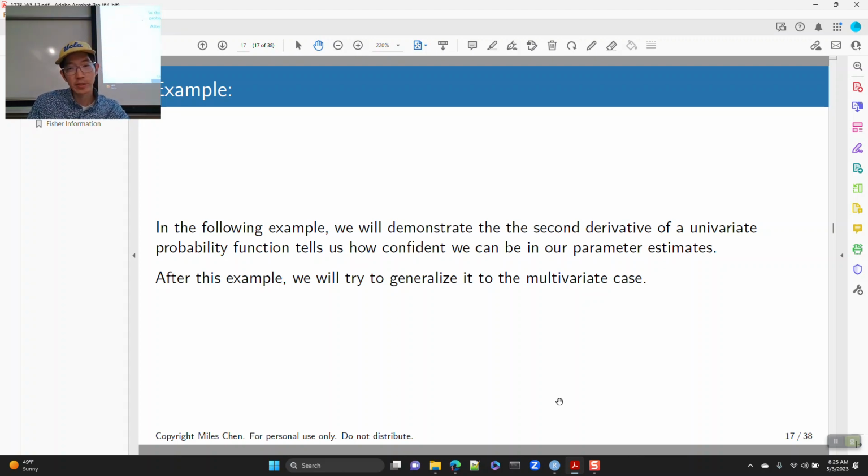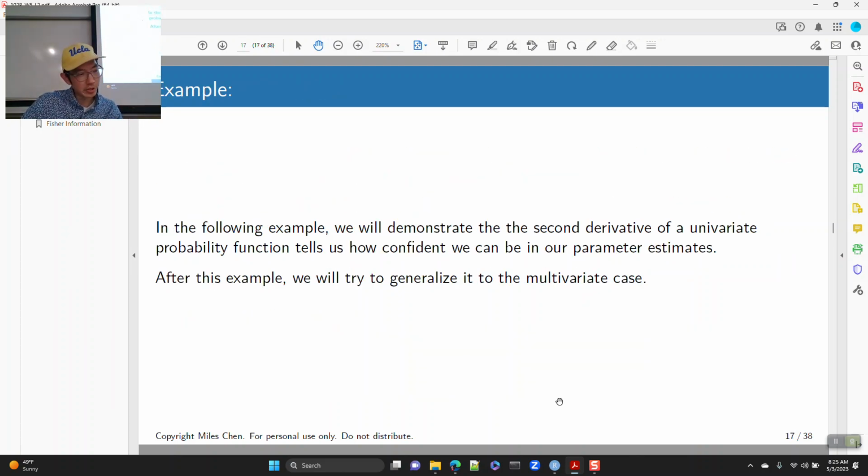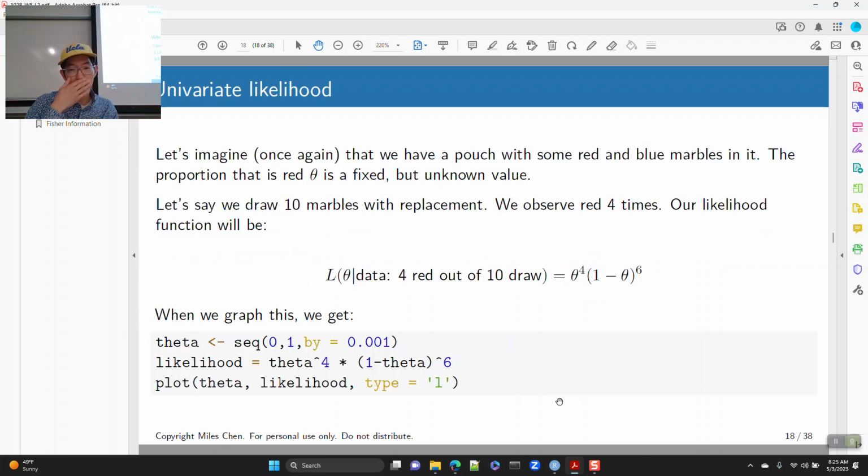Okay, so we're just going to look at a single univariate probability function, and then we can try to generalize it to a multivariate case. Right? So again, imagine we're dealing with this. We've got some kind of bag, and inside the bag, we're going to pretend we've got red marbles and blue marbles.